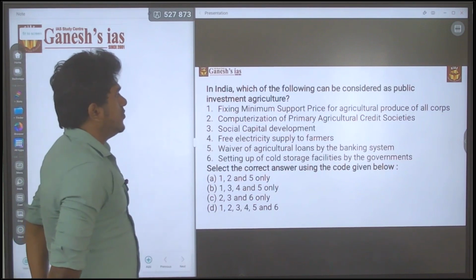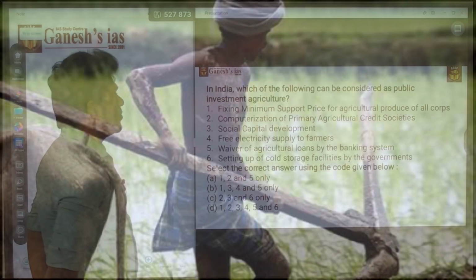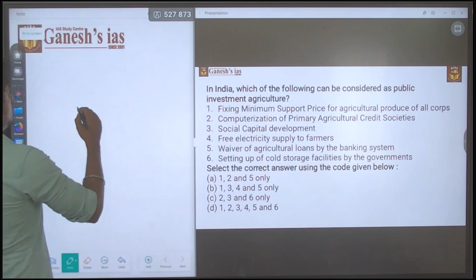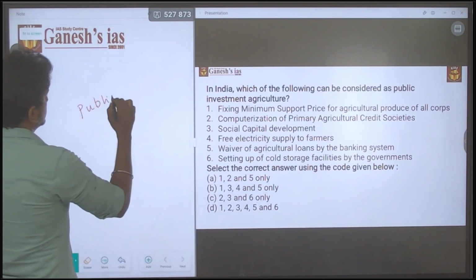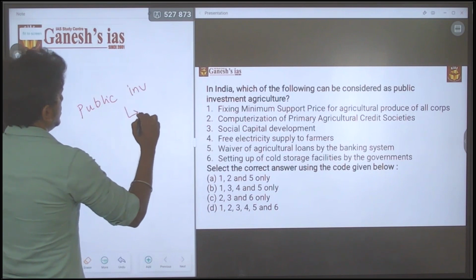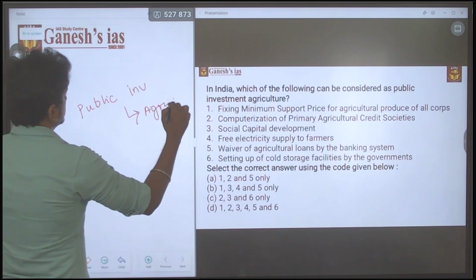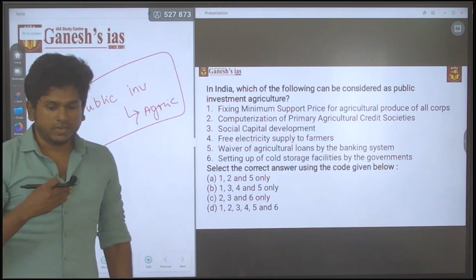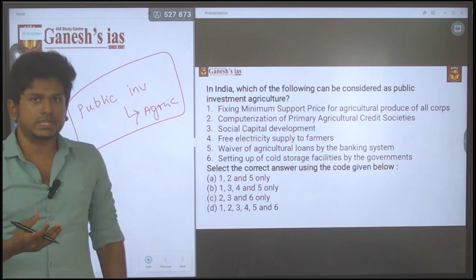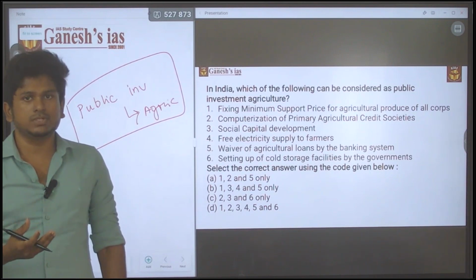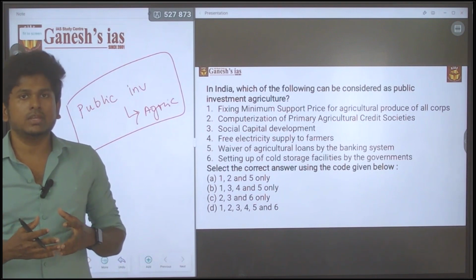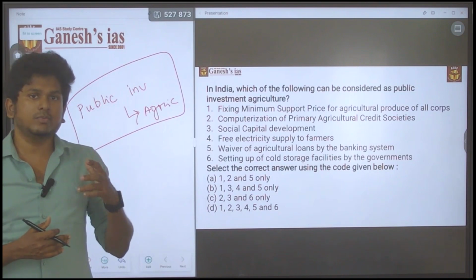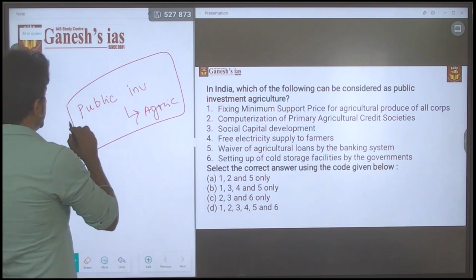In India, which one of the following can be considered as a public investment in agriculture? First of all, you have to know what is public investment in agriculture. This is not a big thing. If the government is going for certain investment activities, that is called public investment. You can easily come to the meaning of this public investment.